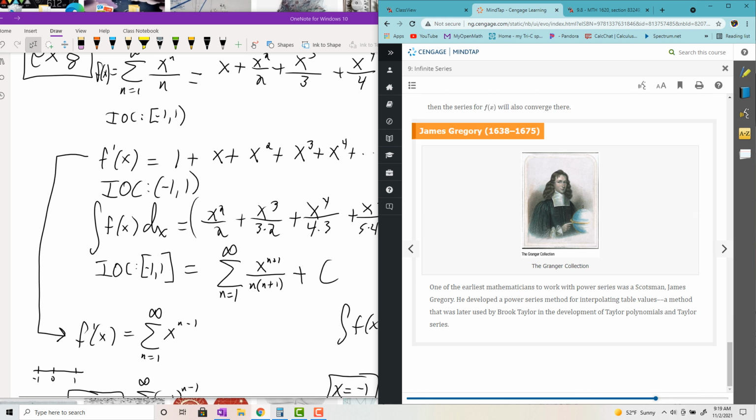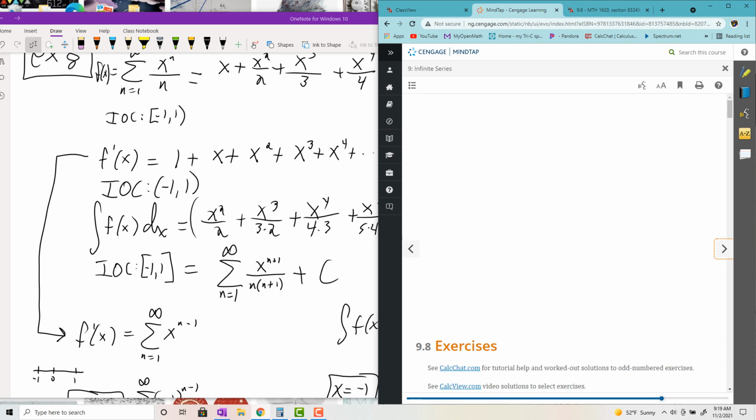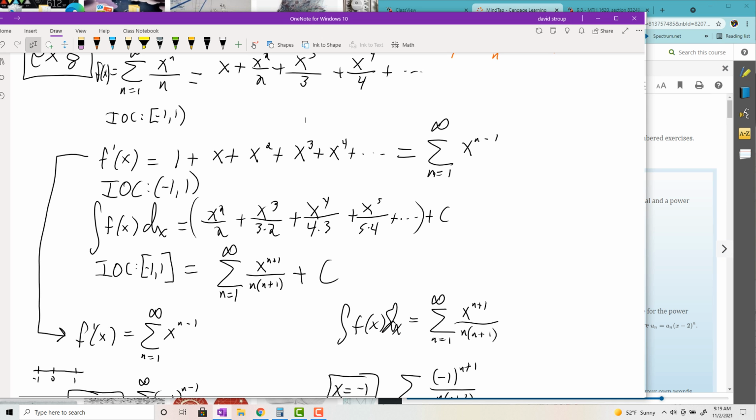So the moral of the story is, taking the derivative and taking the integral won't change the radius, but it will sometimes change the endpoint convergence. And you can see all three of the intervals are different.